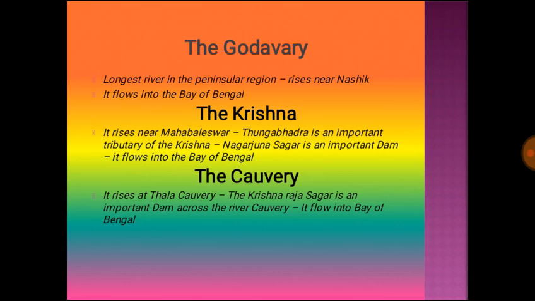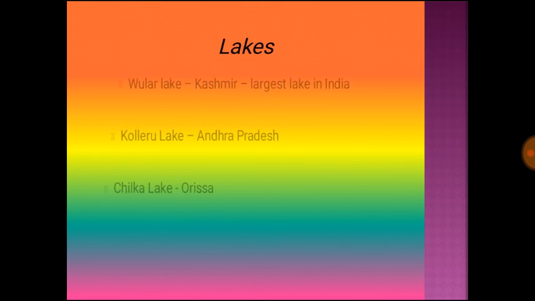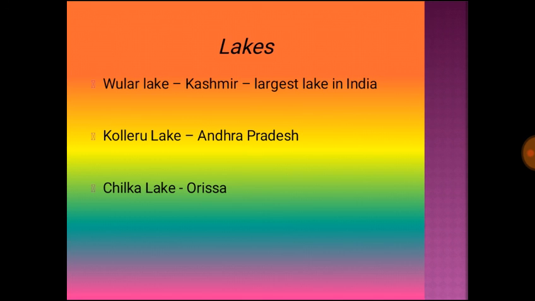Besides the rivers, we have a number of lakes, which are good sources of water. The Wular Lake in Jammu and Kashmir is the largest lake in India. The Kolleru Lake in Andhra Pradesh and the Chilka Lake in Orissa are other important lakes.